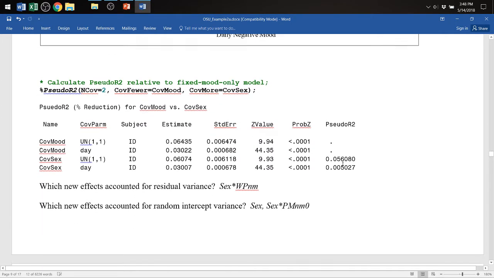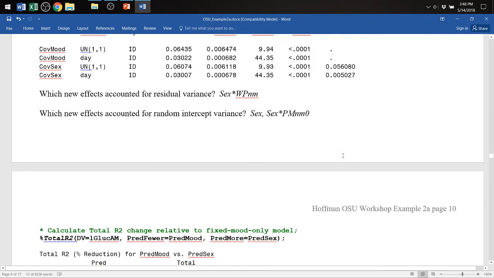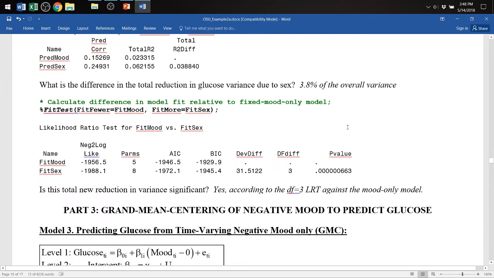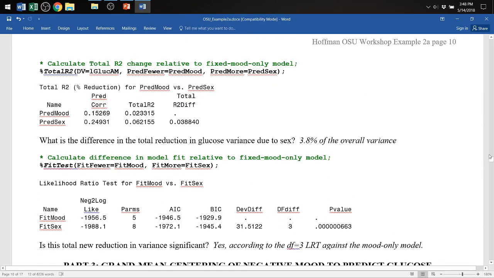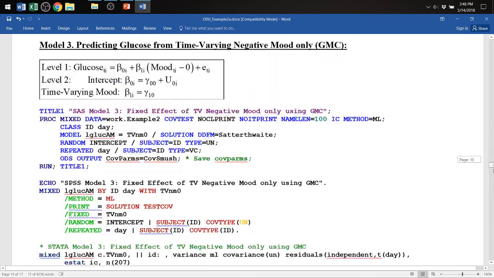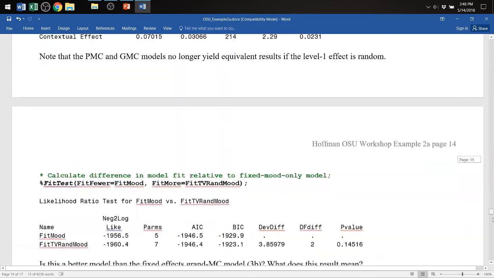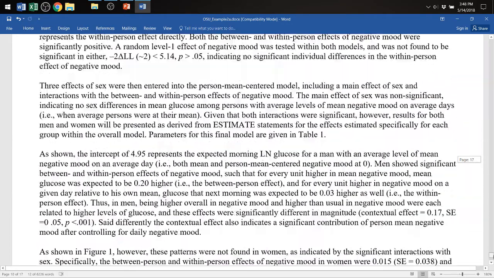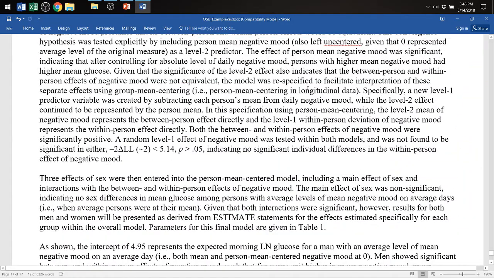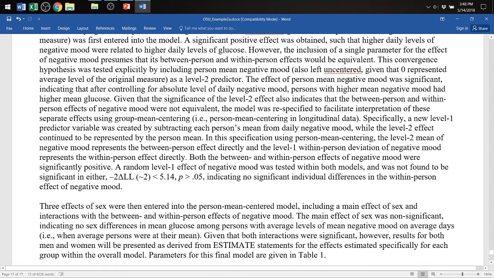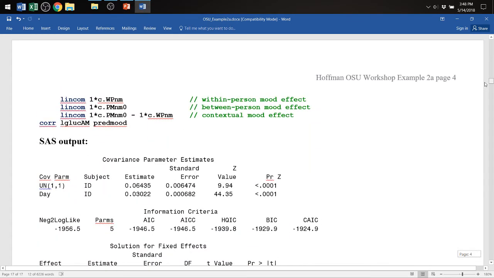And there's my pseudo R-square for all that stuff, as well as total R-squared. Oh, and by the way, when this example is all the way done, here's some words, in case you didn't catch all of that. Have some words.